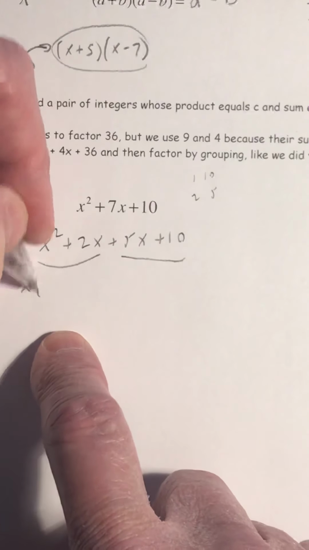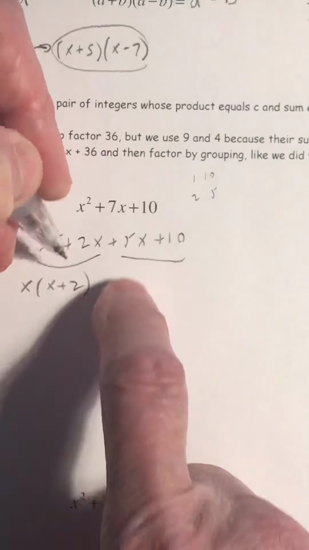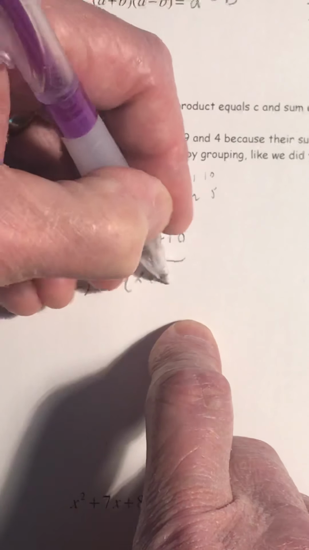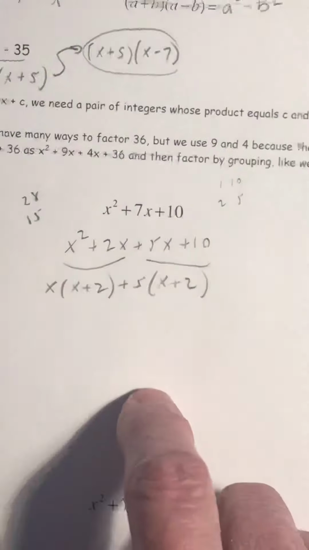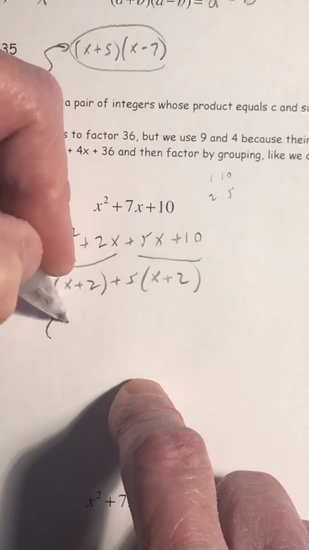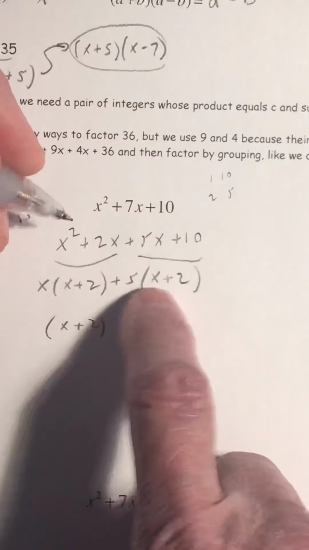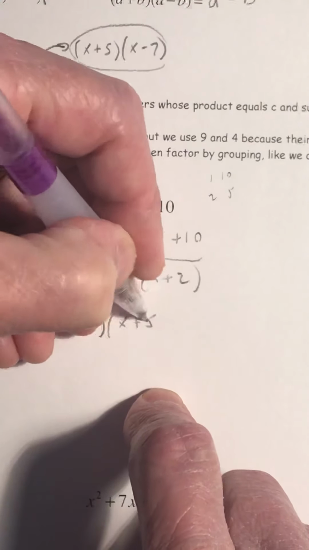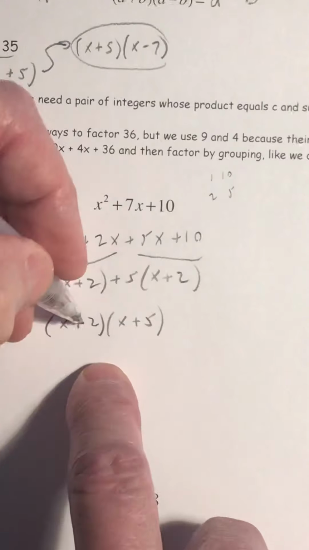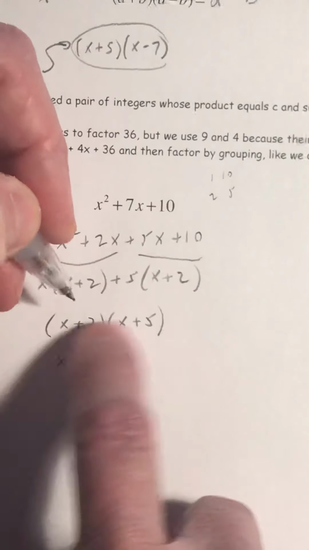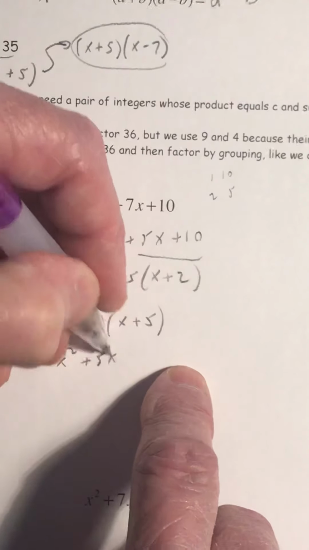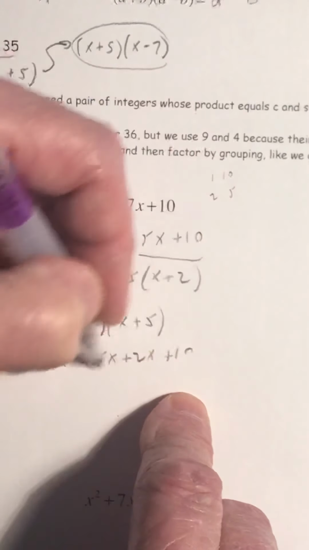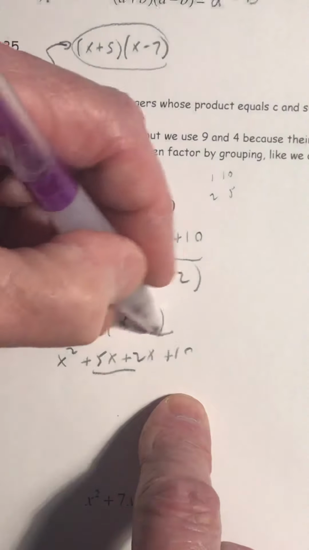Factor out of x, x times x plus 2. Factor out of 5, 5 times, see what's happening? These are matching. And now we're ready to write x plus 2 times x plus 5. If you would multiply this out, you would get x squared plus 5x plus 2x plus 10. See, there's the 7x in the middle.